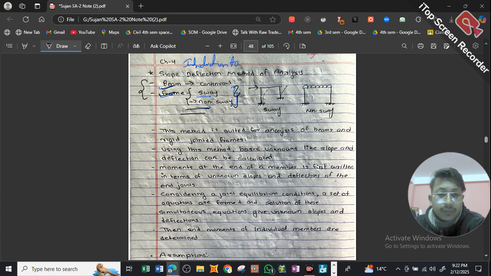So this method is suitable for analysis of both beams and rigid frames. In this method, basic unknowns like slope and deflections can be calculated. So we basically know what slope is. If this is a beam, let's say we have deflection in some sort of way, and if we measure the deflection, this is, let's say, theta a with respect to b, theta ab.